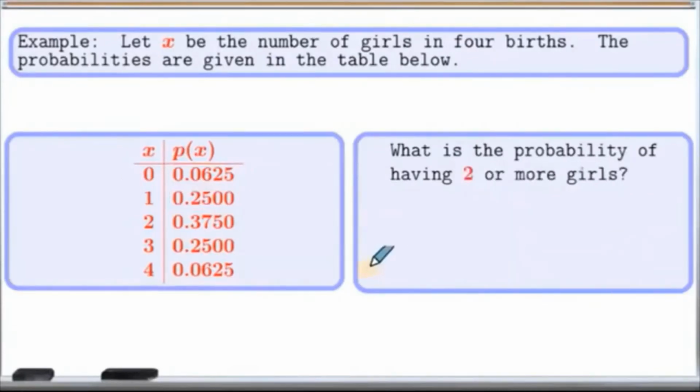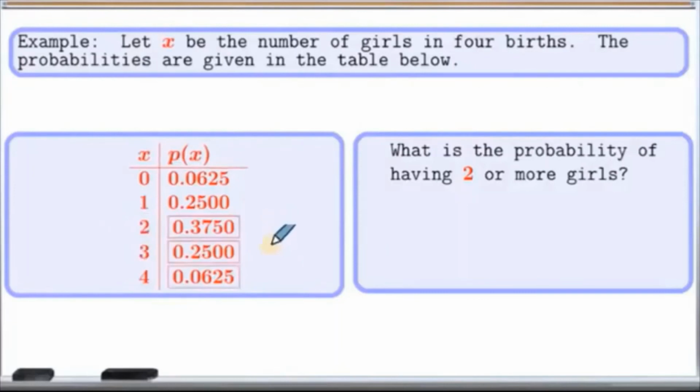So let's look at this question here. Here we need to find out what is the probability of having 2 or more girls. So here we'll be looking at these probabilities. So we are looking at probability of 2 plus probability of 3 plus probability of 4.